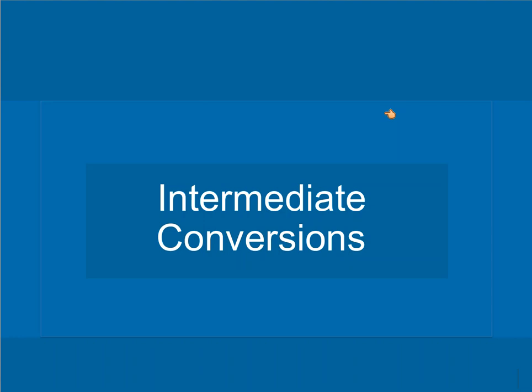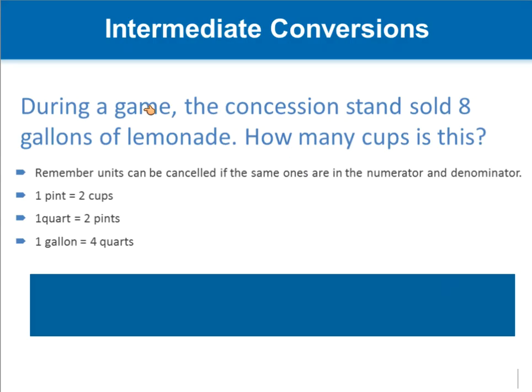In this video, I'm going to show you how to do intermediate conversions. So let's take a look at a scenario. During a game, the concession stand sold 8 gallons of lemonade. How many cups is this?